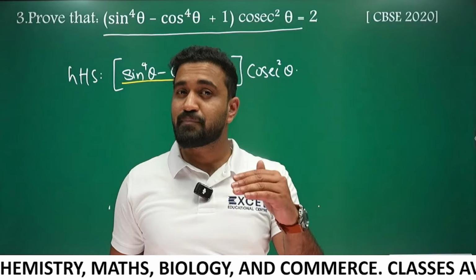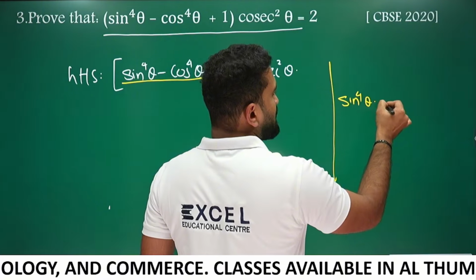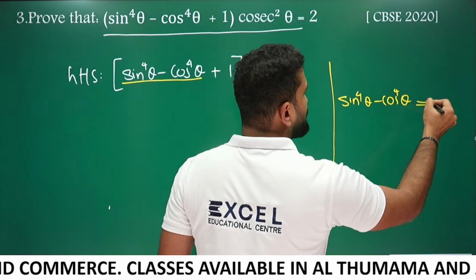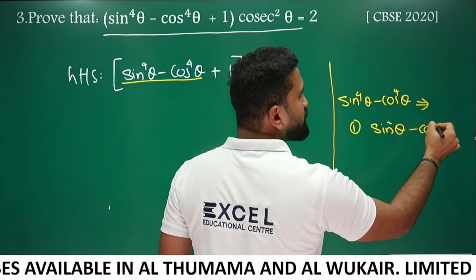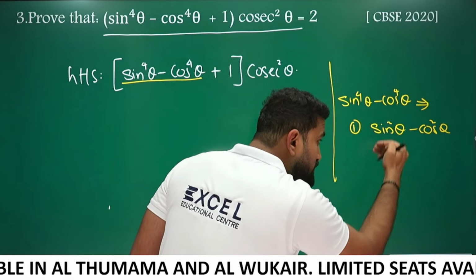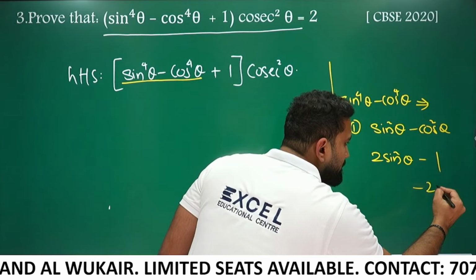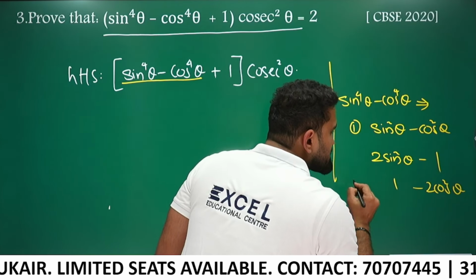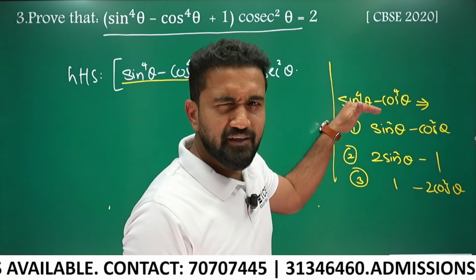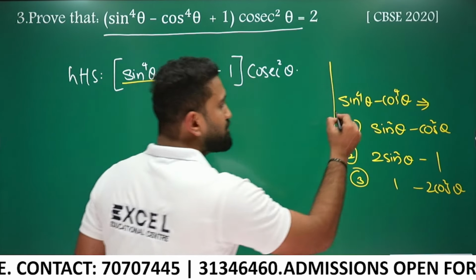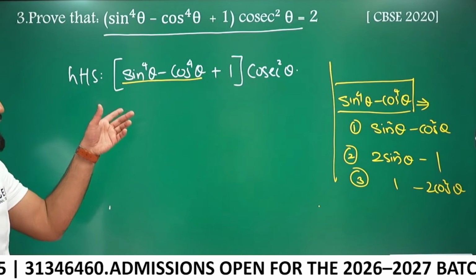We learned 3 expressions for this in the last step. What are they? Number 1, sine raised to 4 theta minus cos raised to 4 theta is equal to sine square theta minus cos square theta. If you are starting with sine square, this will be 2 sine square theta minus 1, and this will be 1 minus 2 cos square theta. These are the 3 expressions for sine raised to 4 minus cos raised to 4.